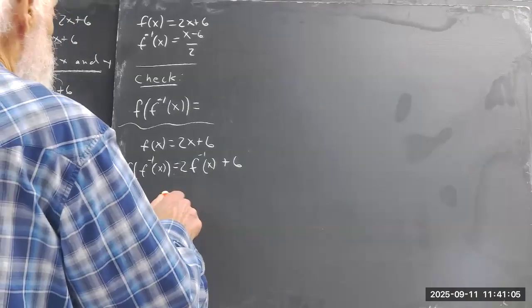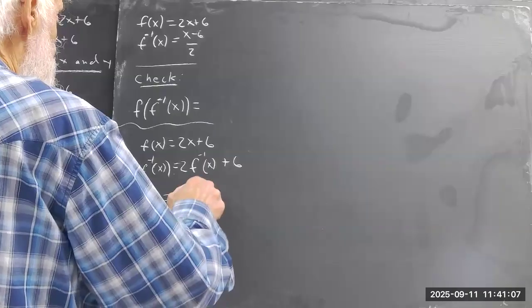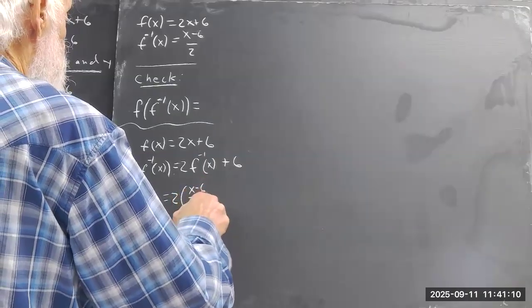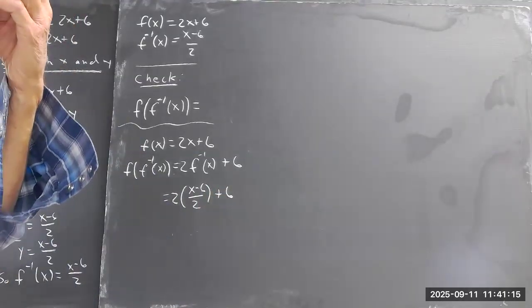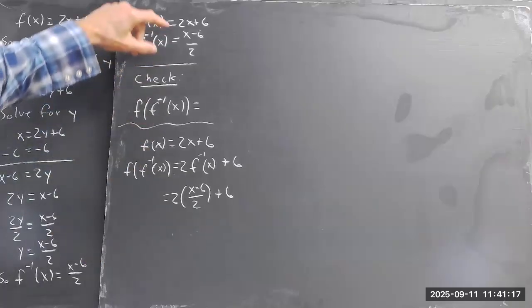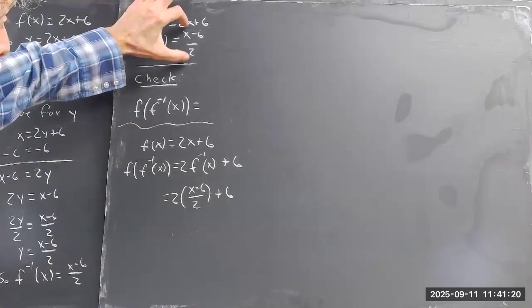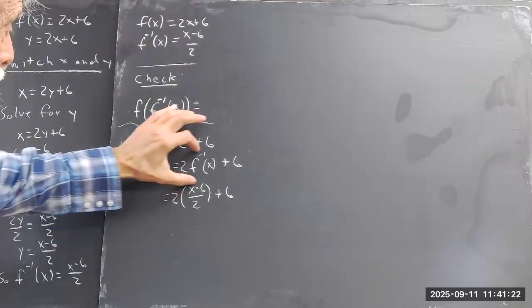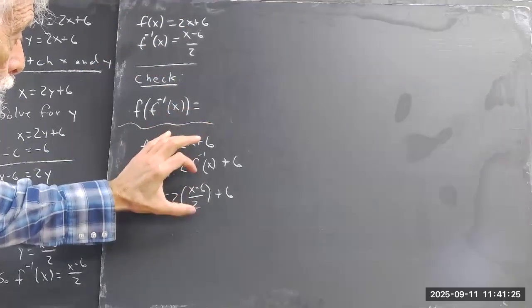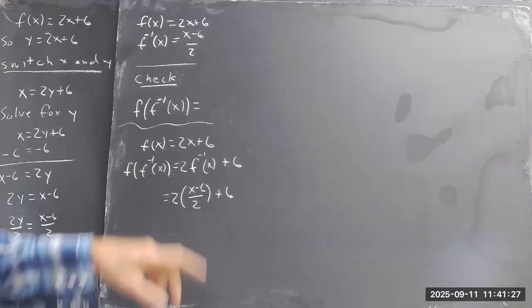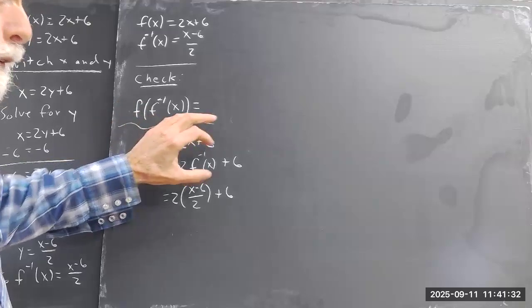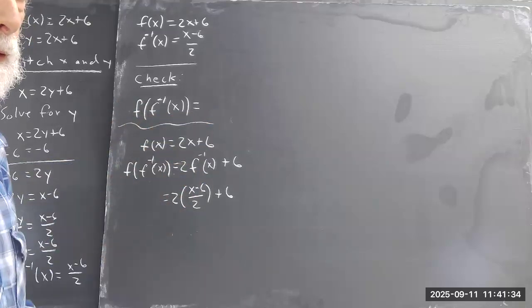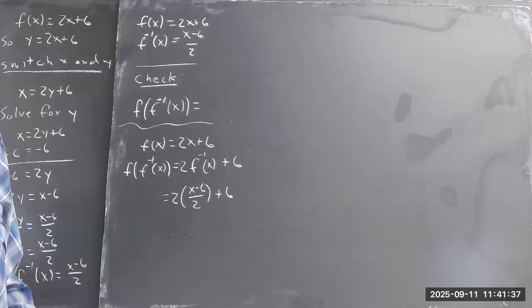That equals 2 times x minus 6 over 2 plus 6. Because f inverse of x is x minus 6 over 2. So I replace f inverse of x here with x minus 6 over 2. Somebody wanted to replace it here. I think it's simpler if you use f inverse of x first because it's less confusing, but it could be done either way if you avoid the confusion.